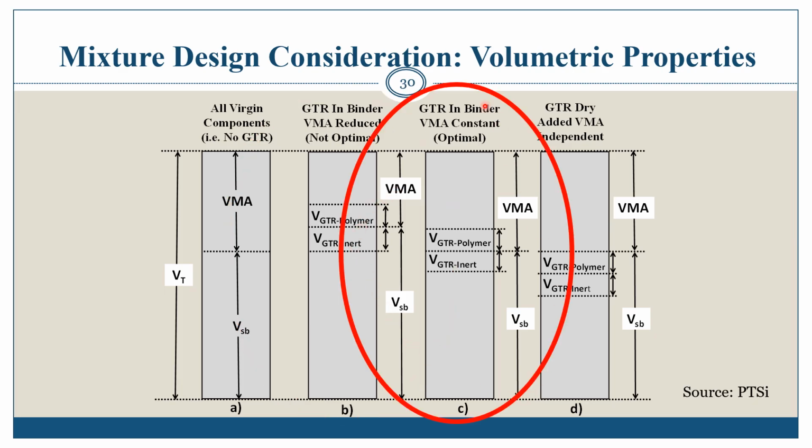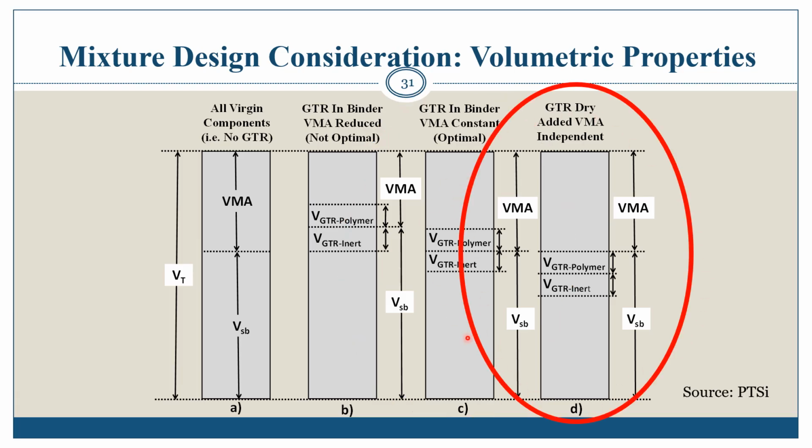Figure C presents the optimal consideration with half of the GTR volume, V sub GTR polymer, being considered as VMA, and the remaining half, V sub GTR inert, being considered as V sub SV, or as volume stone, or part of the bulk volume of the stone. This is optimum because now this GTR polymer, or V sub BE, or the volume effective binder, is in the VMA and it doesn't have with it the non-binder material or the inert material.